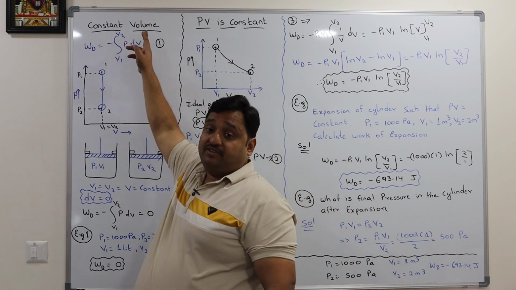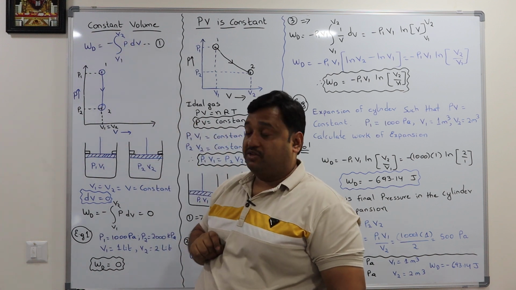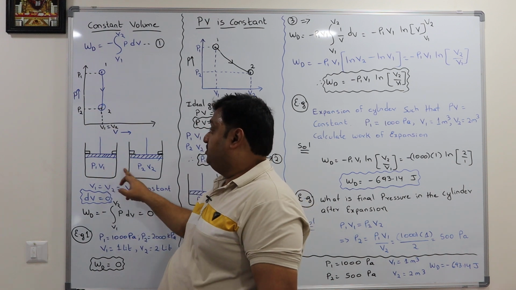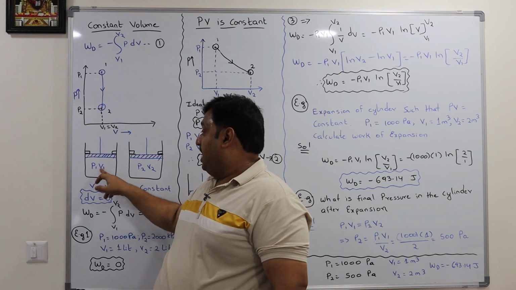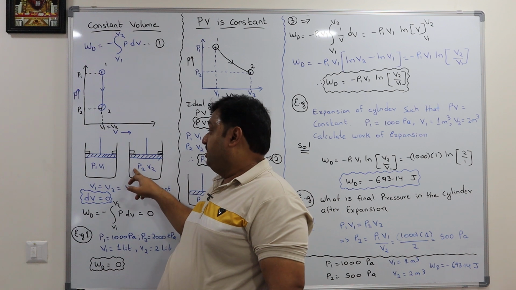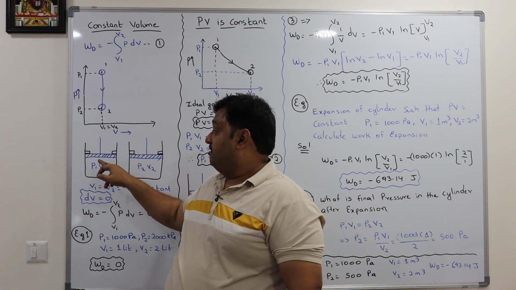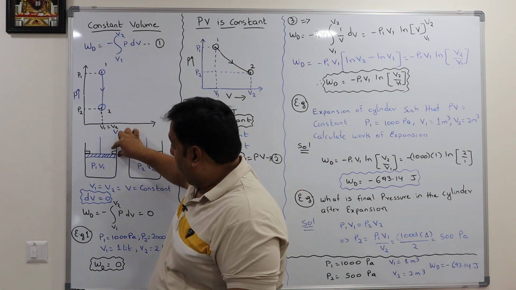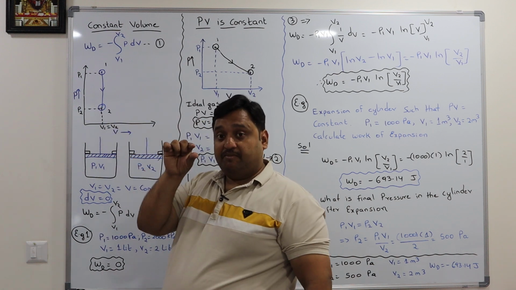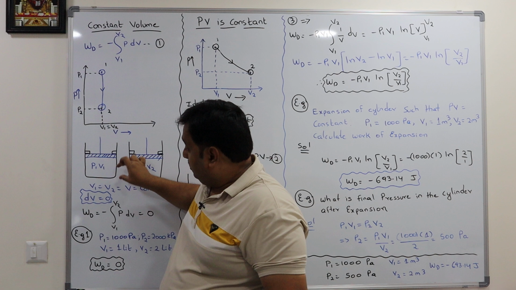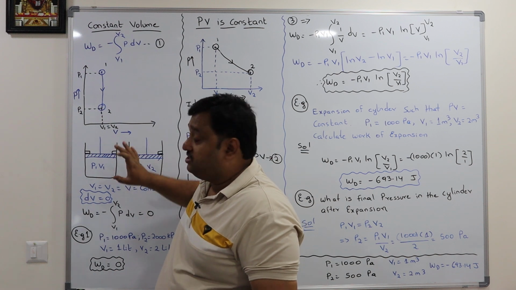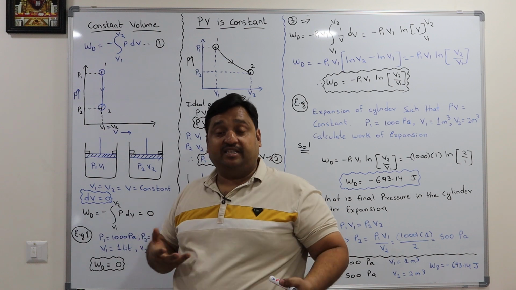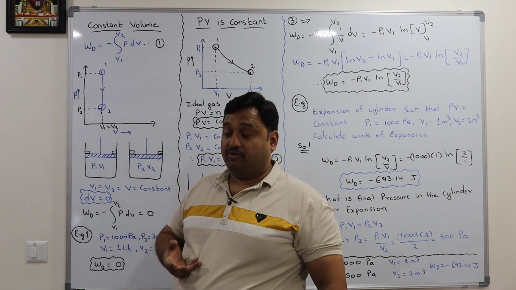The name itself suggests that it's a constant volume process. In a constant volume process, the volume will not change. Before and after, the volume will not change, only the pressure will change. P1 and P2 are different because if I stop this piston and cylinder assembly using stoppers, even though you supply heat, the expansion will not take place. Only the pressure inside the system may rise or come down.